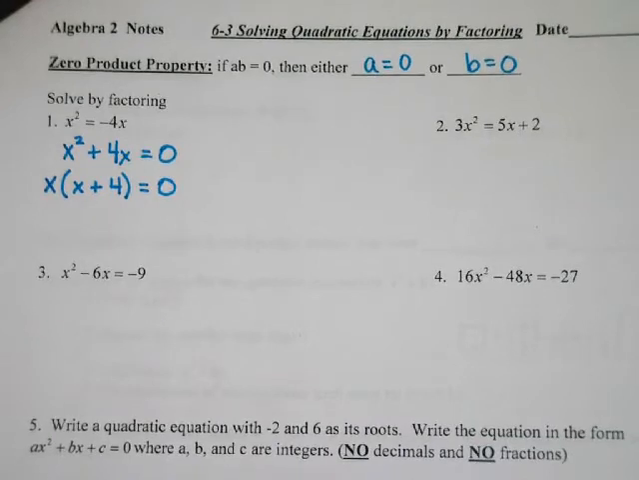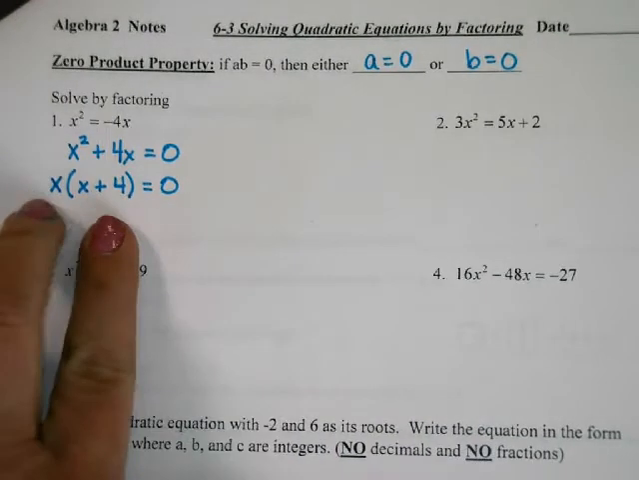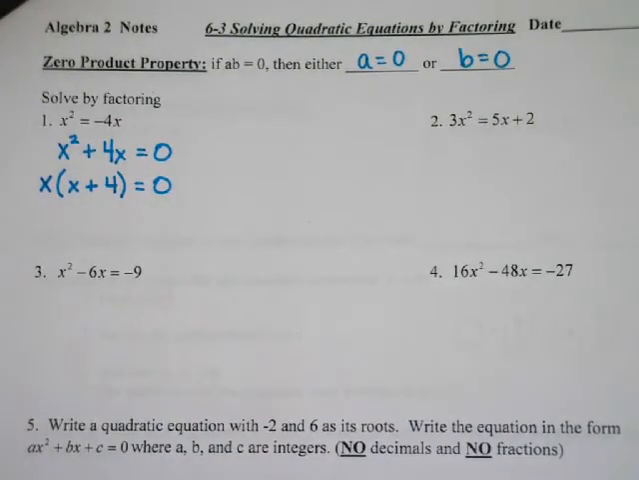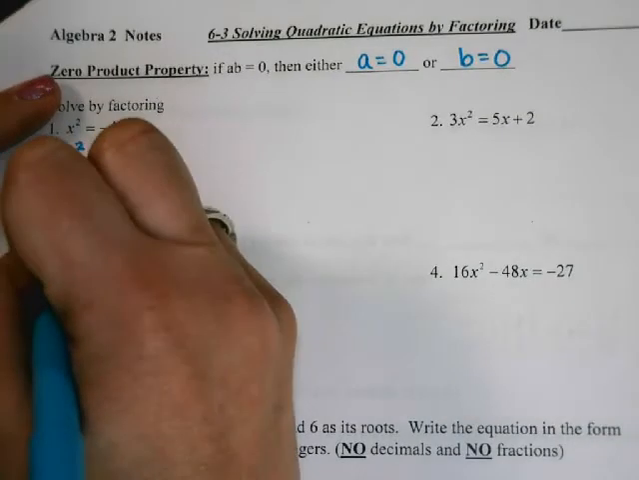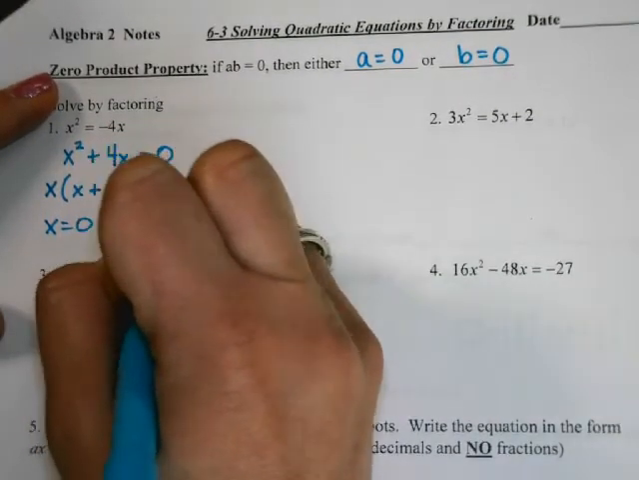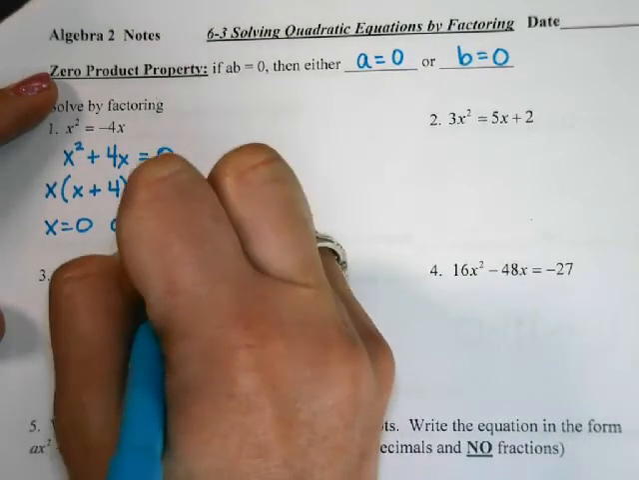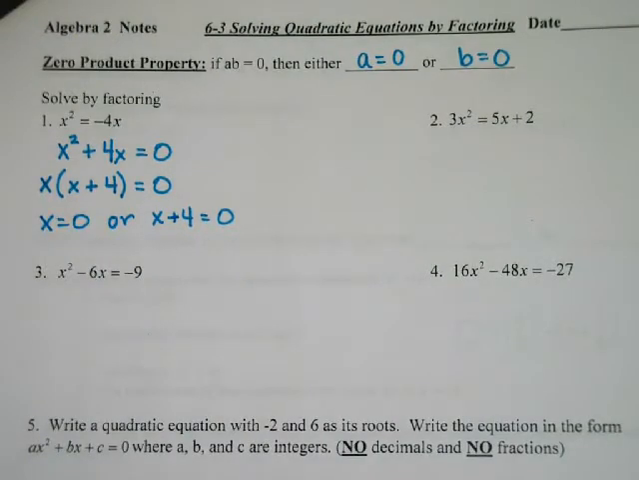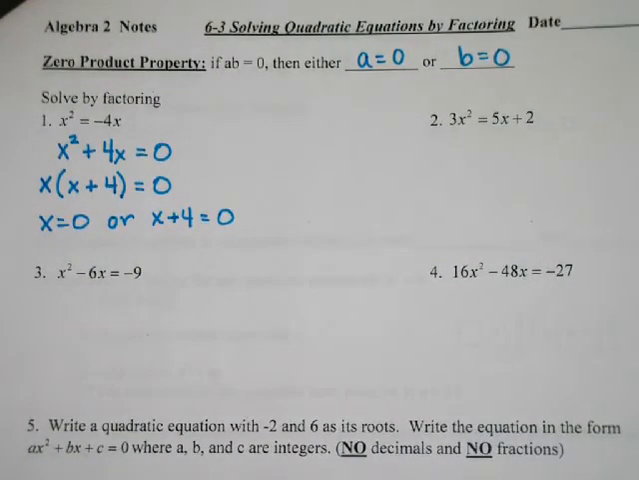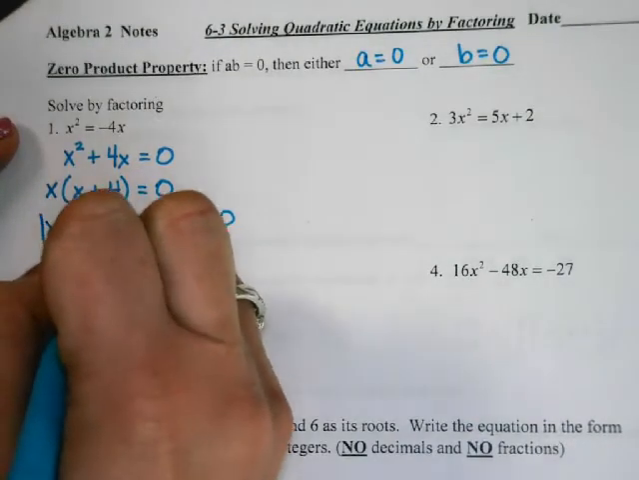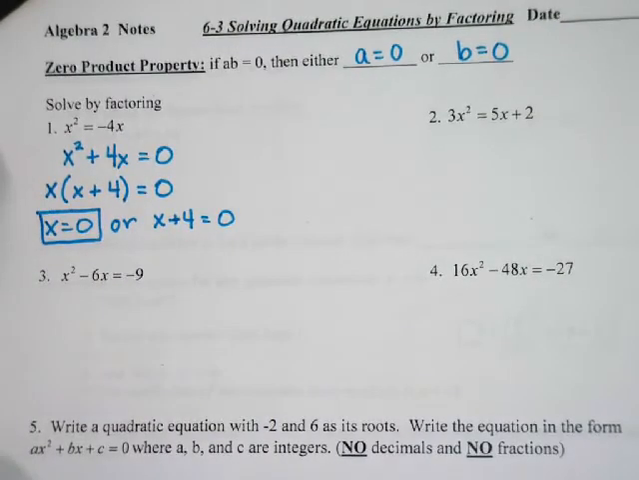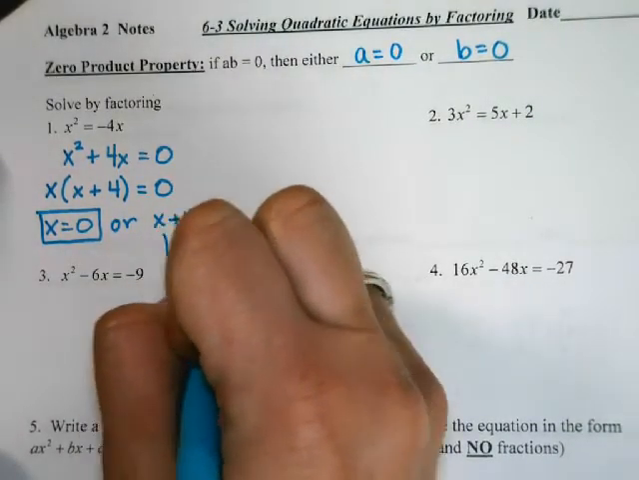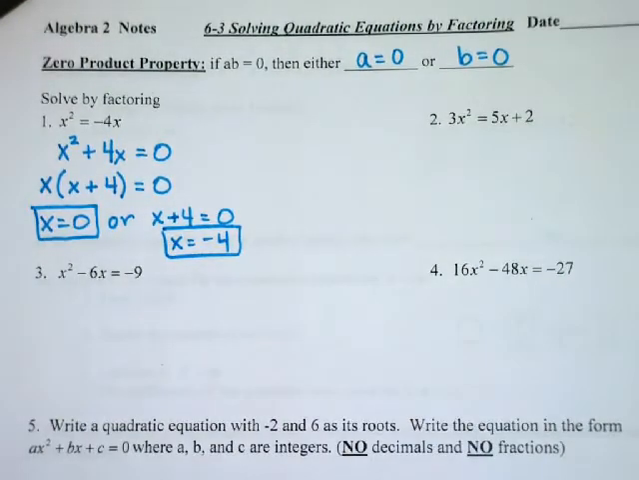And then I'm going to use that zero product property that says when I'm multiplying two things together and they equal 0, well, one or both of them have to be equal to 0. So I'm going to set each equal to 0. Okay, so x equals 0 or x plus 4 equals 0. And then I solve for x. Well, looky there, that guy's already solved for x. So x is 0. Or x equals what? Negative 4.